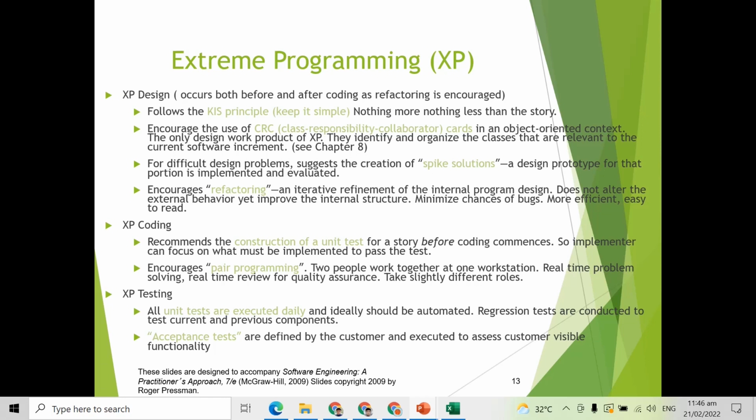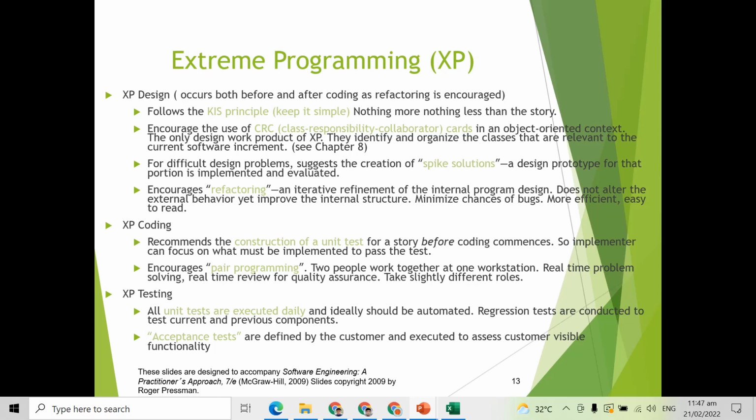For XP coding, it recommends the construction of a unit test for each story before coding commences, so the implementer can focus on what must be implemented to pass the test. It encourages pair programming: two people work together at one workstation, with real-time problem solving and real-time review for quality assurance, and they take slightly different roles.